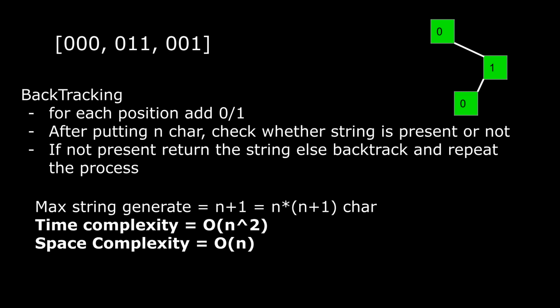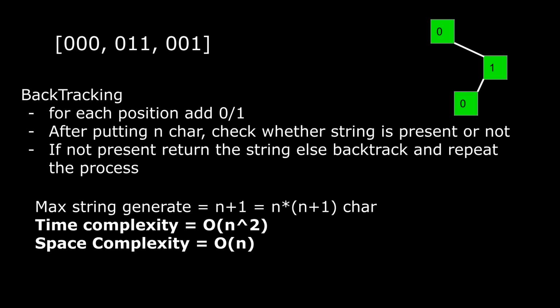During this backtracking process, the number of strings we generate is at most n plus 1, because n strings are already given. So in the worst case we generate n plus 1 strings. Each string contains n characters, so in total we are generating n squared plus n characters. This is the time complexity of the solution. The space complexity is the stack of the backtracking, so that is O of n.